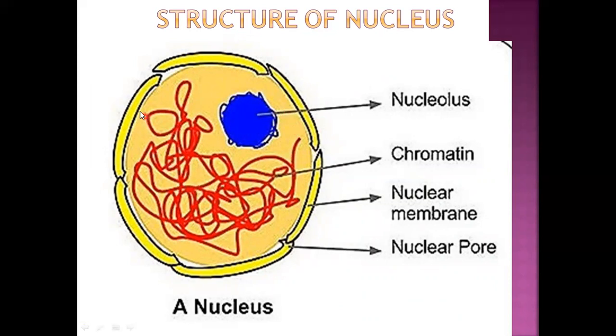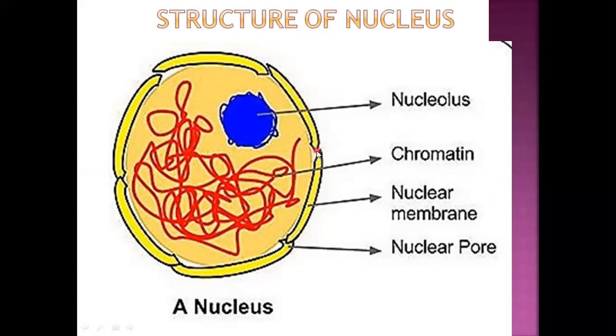Now the nucleus is made up of a nuclear membrane. Like the cell has a cell membrane, the nucleus has a nuclear membrane. And this nuclear membrane separates the nucleus from the cytoplasm. The nuclear membrane is also called a nuclear envelope. It's a covering, so it is called a nuclear envelope, or nuclear membrane.